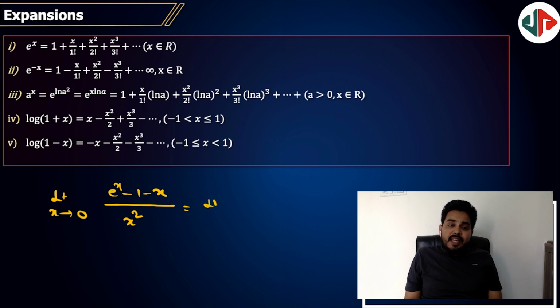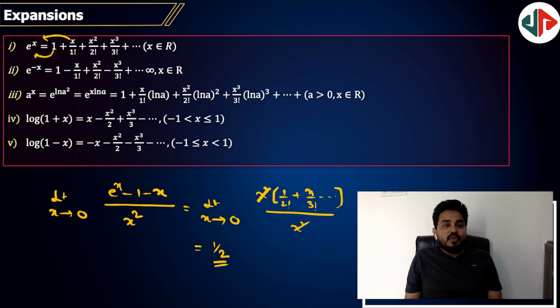If you use the expansion, I will write it as limit extending to 0, e power x; this one will go this side, this one also goes this side. So x square common, 1 by 2 factorial plus x by 3 factorial, etc., by x square is there. So when you cancel this one, the value is equal to 1 by 2. Similarly, e power minus x expansion.